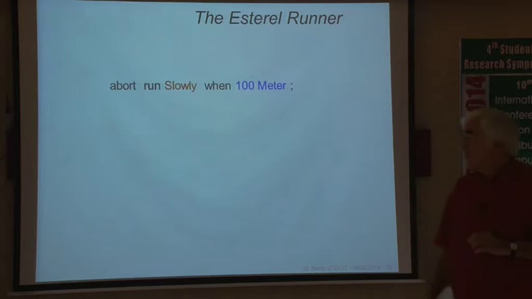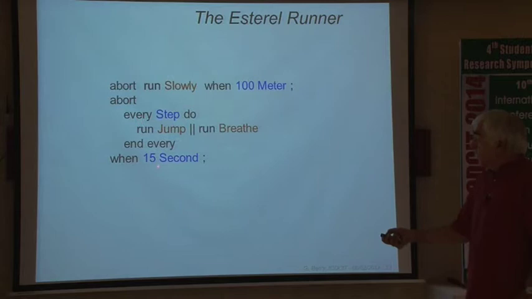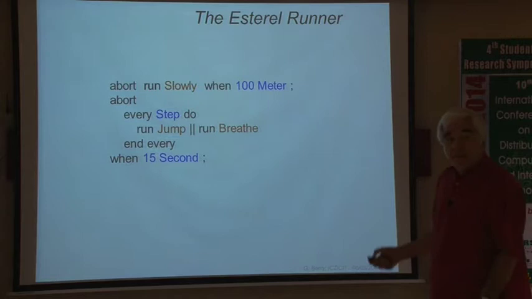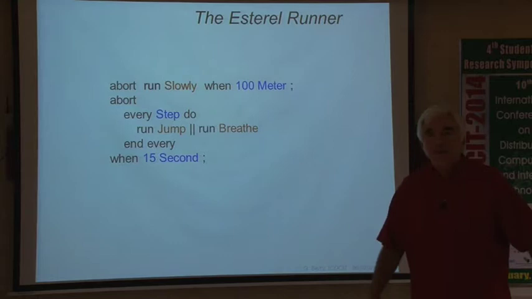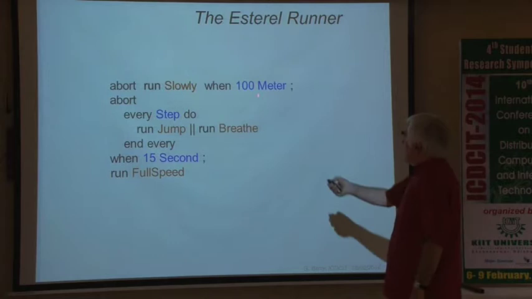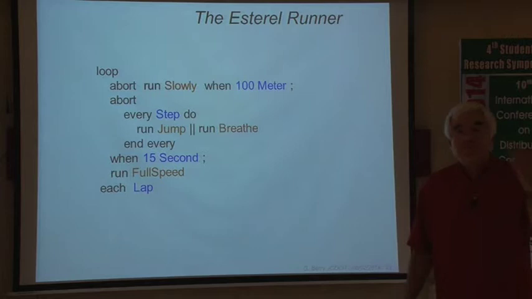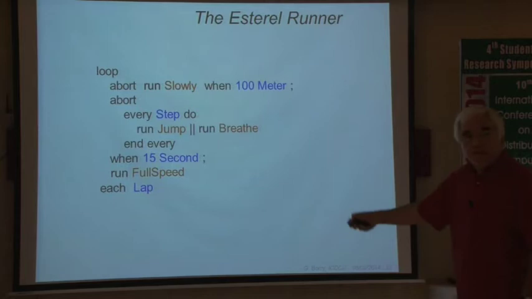Abort run slowly when 100 meter. Semicolon, which is sequence. Then, abort after 15 seconds, which you can read as during 15 seconds, every step, jump and breathe in parallel. So we have to be careful about what it means to do parallel. Parallel is synchronous. These two things see the same events at the same time. It's not threading, not at all. It's synchronous deterministic. When you run, you are a deterministic person, even if you do things in parallel. So this lasts 100 meters plus 15 seconds, and after that, you go full speed. How long? Well, you do that every lap. Say you start doing that, and whenever you end the lap, you start again the same thing.